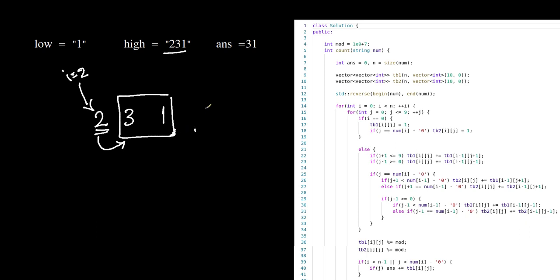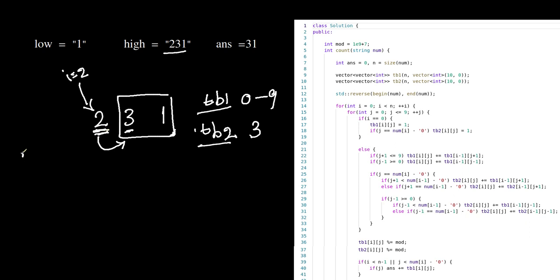And from this part we need two kinds of information, TB1 and TB2. TB1 provides us with results for numbers between 0 and 9, and TB2 provides us with the result exactly equal to the previous value. And so this value is 2.